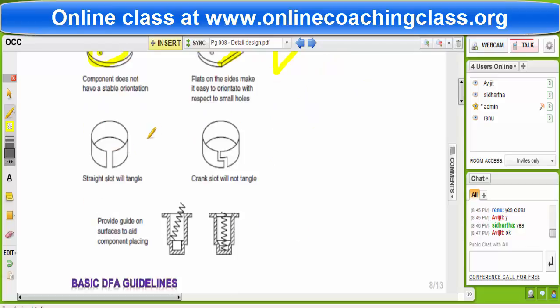Now see, it is a ring. A lot of times we see this ring. Rather than making this ring this type and joining it with that, if we make this ring that way and join that way, with a crank slot, then it will be harder than a straight slot. Clear? So it is the right one.